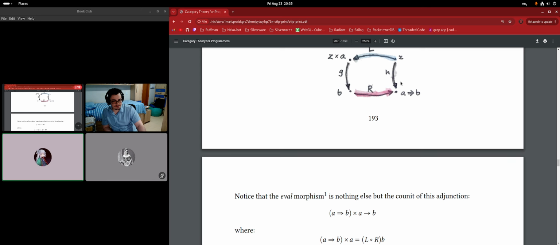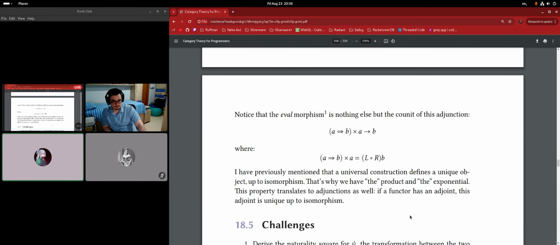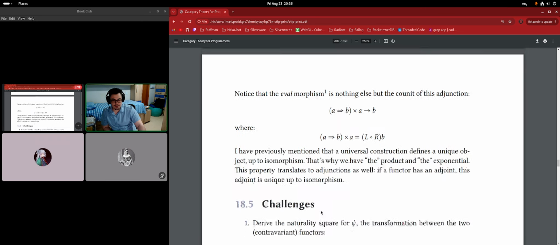Let's see. A is fixed. What does that imply? That implies that if a functor has an adjoint, this adjoint is unique up to isomorphism. Well, I guess. Yeah, the other thing doesn't matter, and then we finish the chapter.